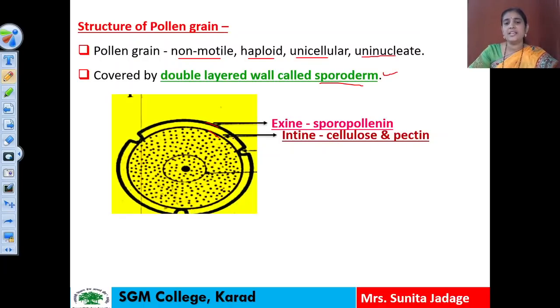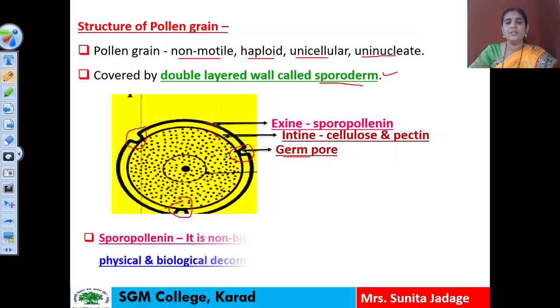Okay, this exine is interrupted at many spaces. You can see here, this is interruption at one place, this is the second space where the exine is interrupted, and this is the third space where it is interrupted. This interrupted space is known as the germ pore. This germ pore is responsible for pollen tube growth or the germination of the pollen grain after pollination.